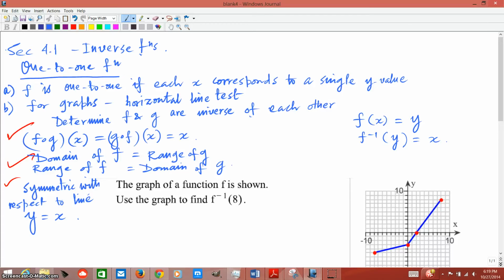So to determine if a function is one-to-one, you do need to find out whether each x corresponds to a single y value or not. That means there should be no repetition in the first component or in the second component in a set of ordered pairs. Okay, if you think about a graph, you must realize that it should pass the horizontal line test.